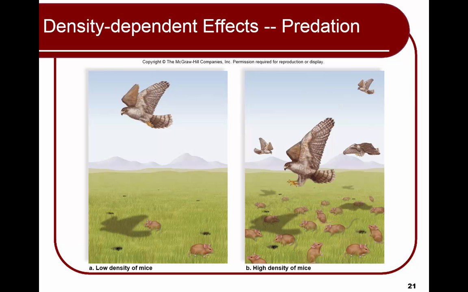Another example would be the mice. If you have a low density, the predator is the hawk. But if you've got a high density, more hawks can come in and there's plenty of food. So you've got more predators eating more mice, so the mouse population is going to go down.